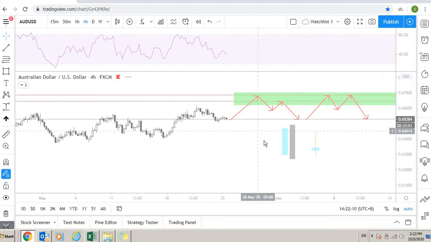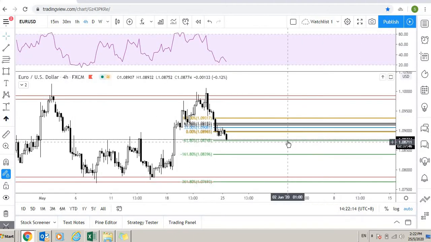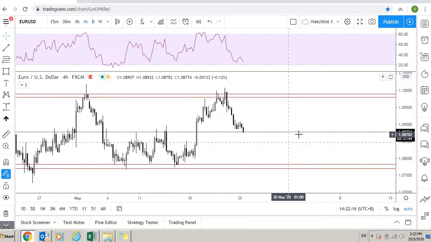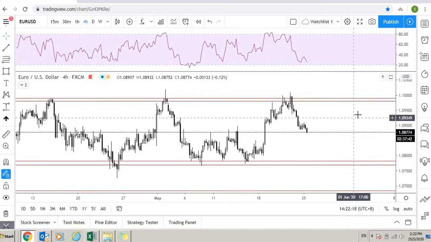So the next pair we will talk about is, okay, so this is the next pair. Okay, so next pair is the Euro USD.